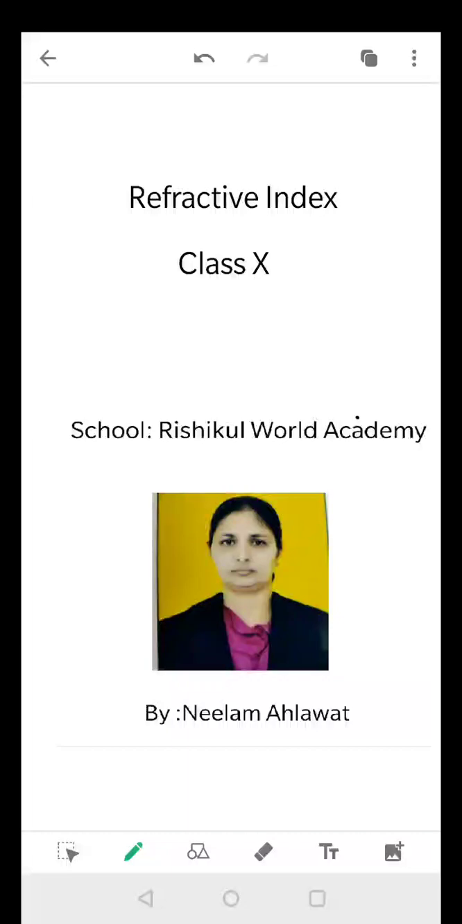Good morning, students. Today we'll start with the next topic. So all of you keep your pens and notebooks ready. The topic for today is refractive index. So let's start the topic, dear.